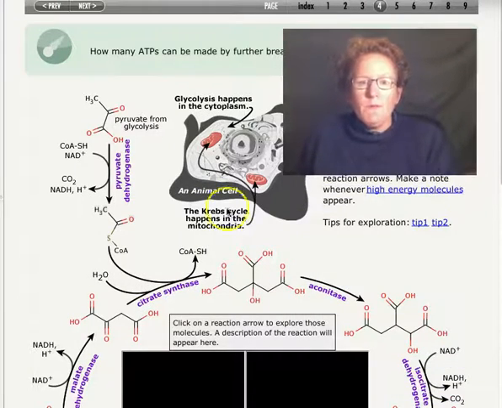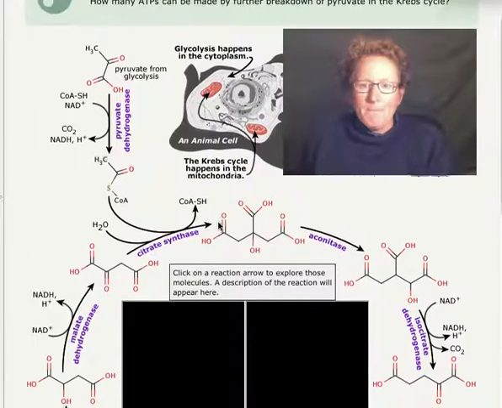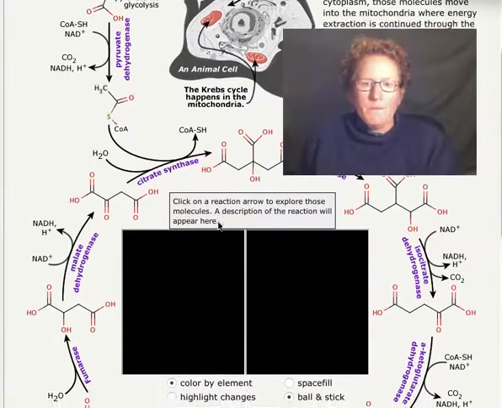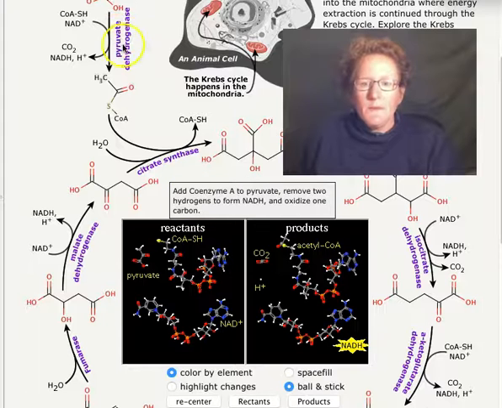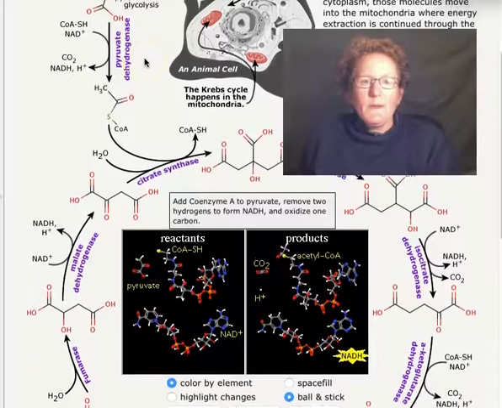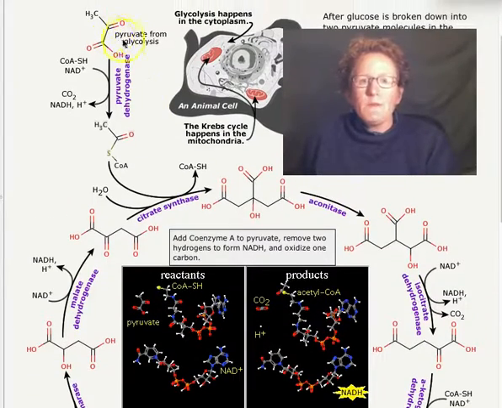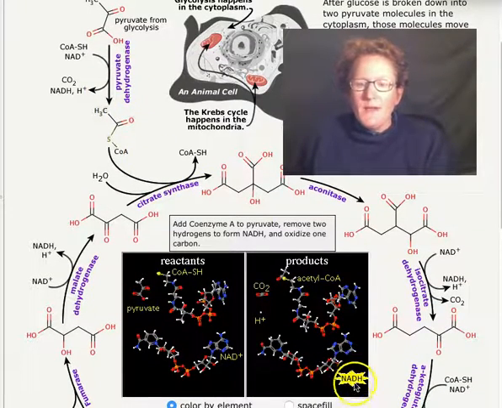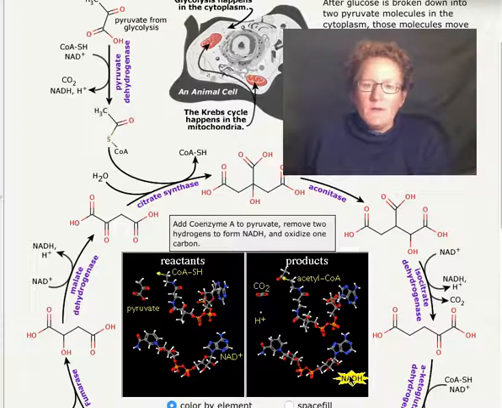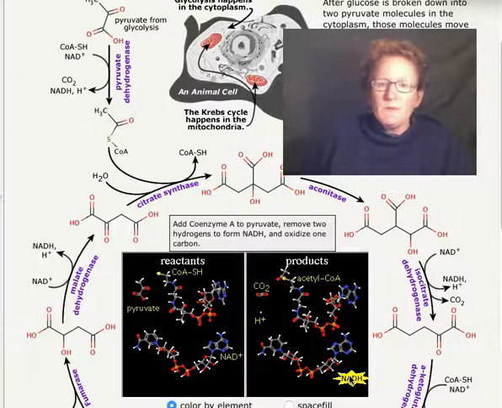If we scroll down, we can see the Krebs cycle. There's lots of different reactions. We'll look at the first one here. This first reaction where we're breaking down pyruvate, which is coming from glycolysis, it produces one NADH molecule. And that's a high energy molecule we're going to use later to produce some ATP.